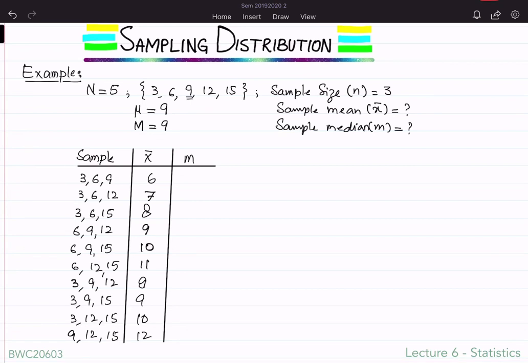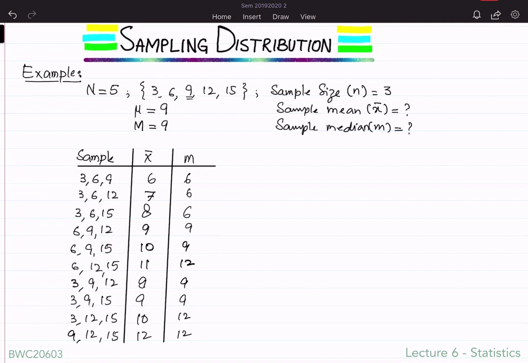So these are the means that we have found, and the median is very simple. The middle one is the median in each of these. So here it is 6, 6, 6, 9, 9, 12, 9, 9, 12, 12. Remember that when you have to find the median, the elements of the samples must be in ascending order, so that you can find the appropriate middle one.